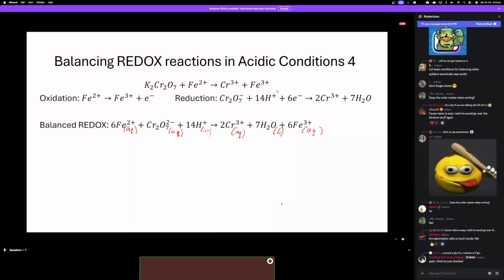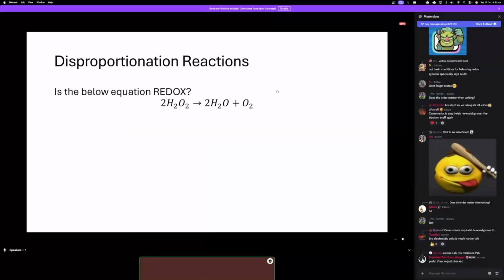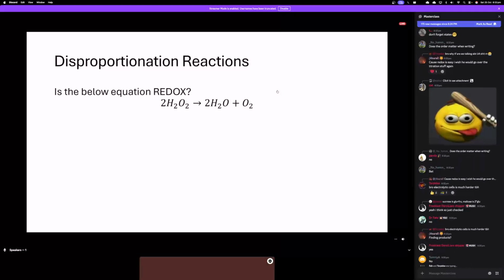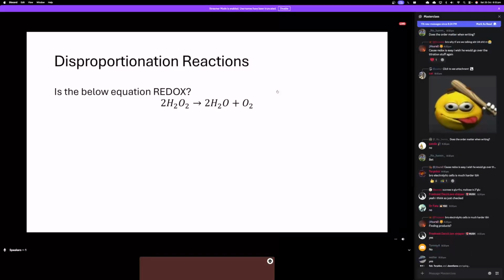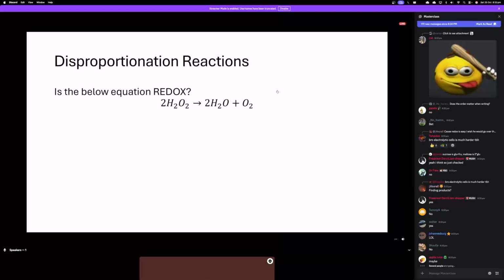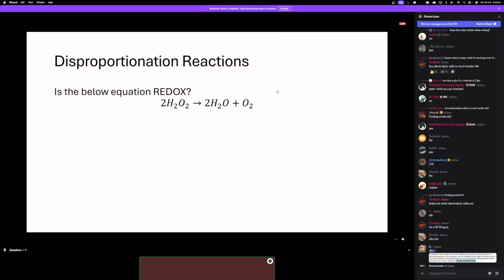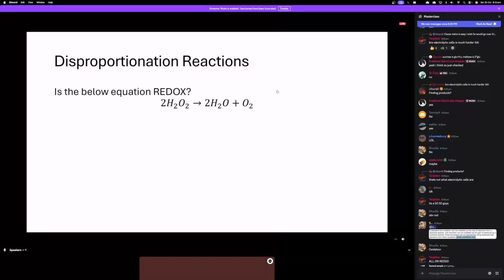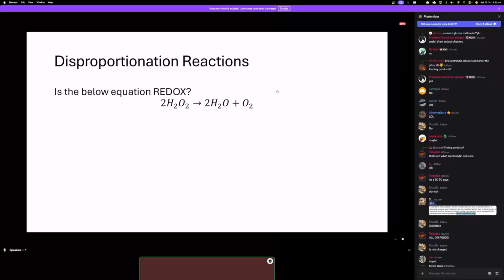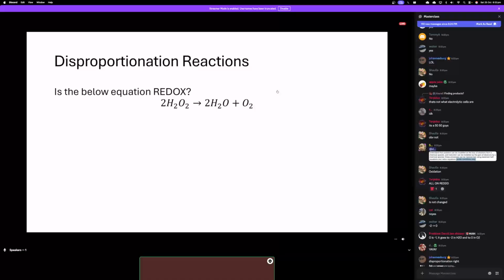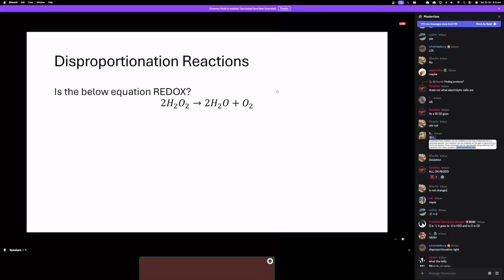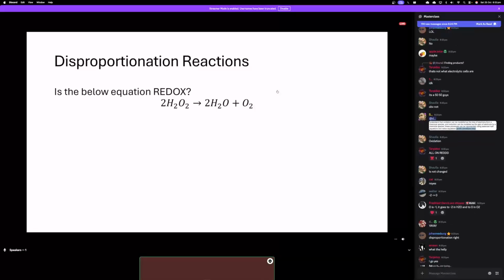Okay. Is this equation redox? This is an interesting one. I want to see what you guys say. I've got an alternating answer so far. Maybe. 50-50. All on red. Yeah. So this is a bit of a sneaky one.